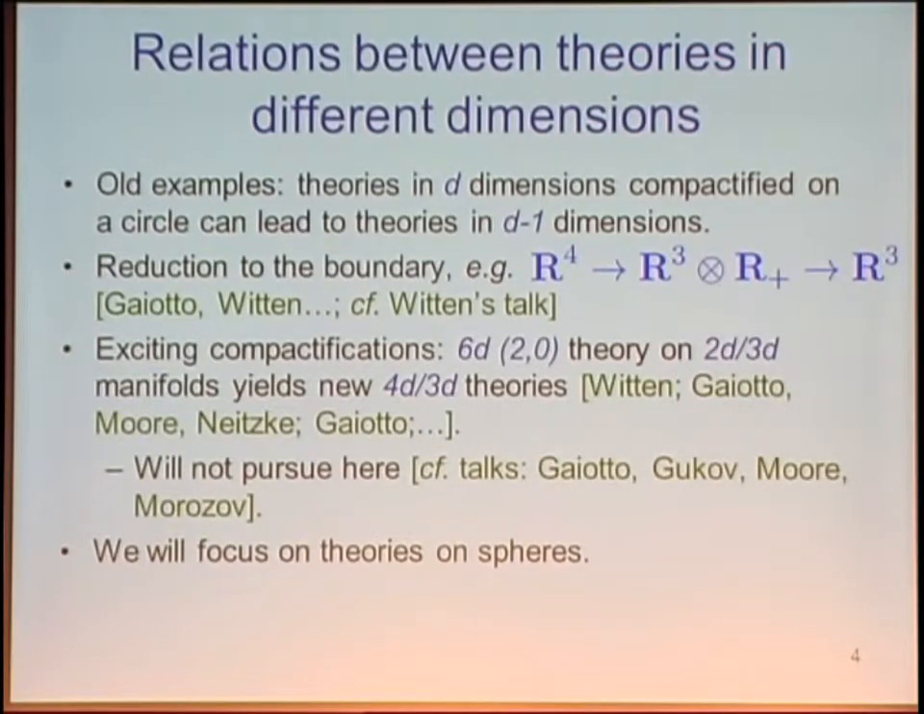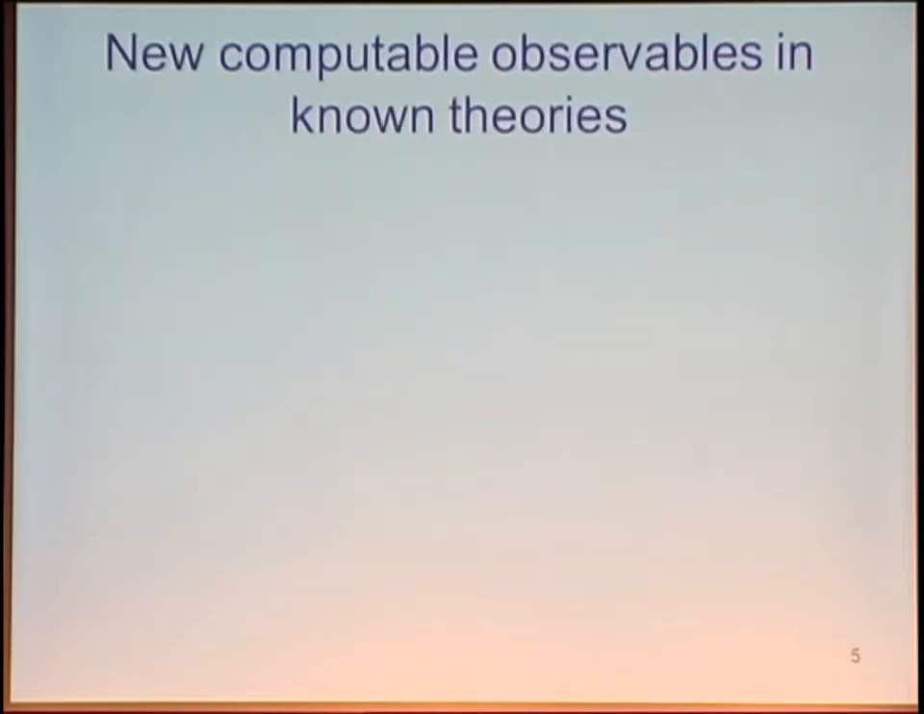Instead, I would like to focus on theories on spheres. That would be the main thing I'll be talking about. So this is the first point, relations between theories in different dimensions. The second thing will be new computable observables in known theories.